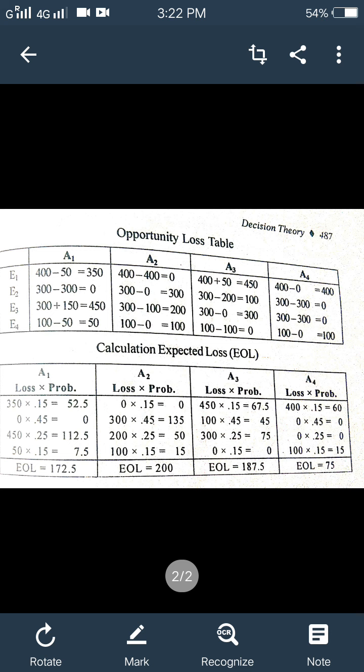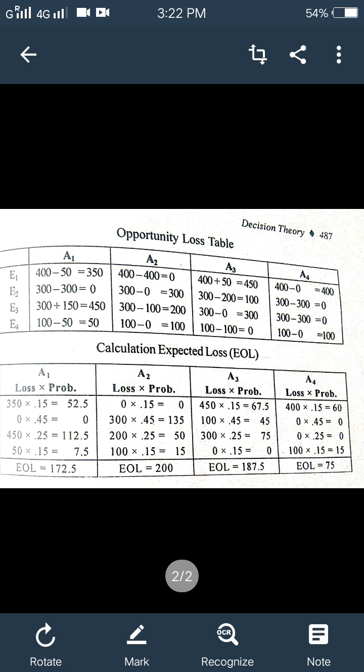Now our question is complete as asked. But we have to find which act is best. We have calculated expected opportunity loss, so we will find the minimum EOL. Which is minimum? Minimum is 75, and it is for act A4. So we will say that A4 is the best act because its expected opportunity loss is minimum.